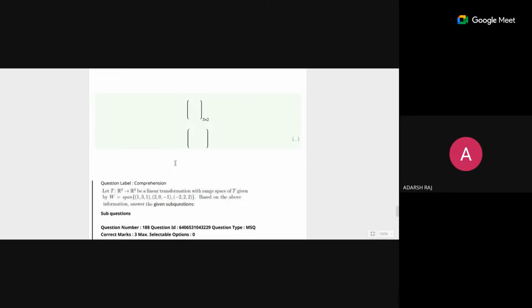Can you use the RREF method? Yes, sir, you can. For finding which vector is independent, we just use RREF, and if the column contains the pivot element, that column will be linearly independent. So we have to make this thing zero, right? So how to make this thing zero?